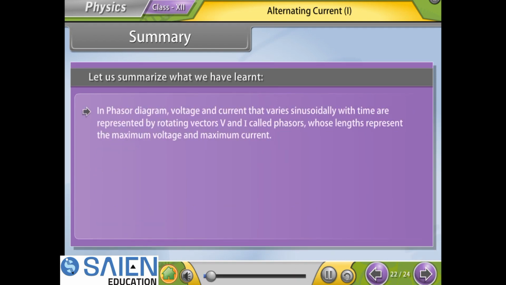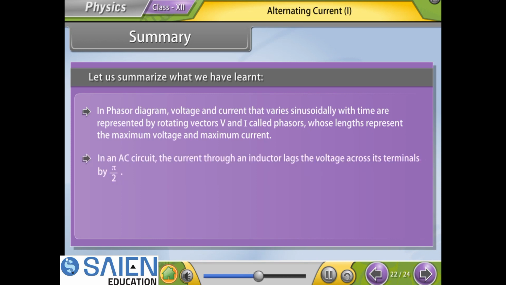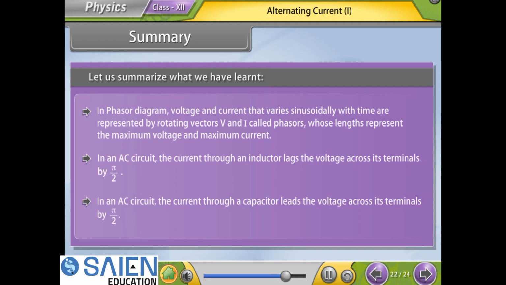In phasor diagram, voltage and current that vary sinusoidally with time are represented by rotating vectors V and I called phasors, whose lengths represent the maximum voltage and maximum current. In an AC circuit, the current through an inductor lags the voltage across its terminals by pi by 2. The current through a capacitor leads the voltage across its terminals by pi by 2.